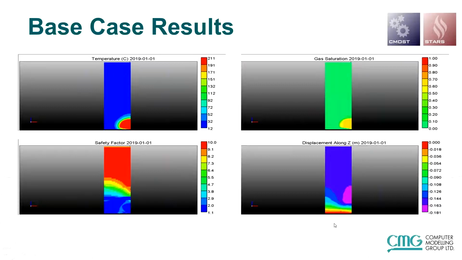And then we can also see on the right-hand side bottom, we are showing displacement along the vertical direction. Around the region of the caprock, we are seeing about 18 centimeters of heaving. And at the top of the formation, on the top of the reservoir, we are seeing a surface heave of about 13 to 14 centimeters.